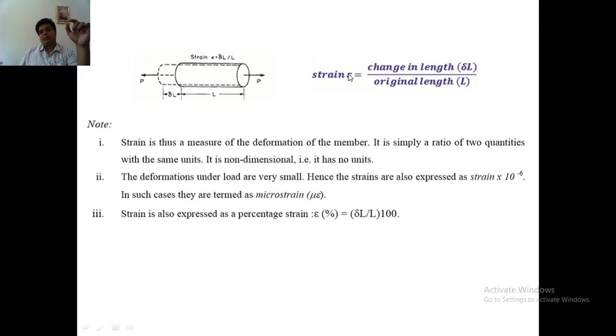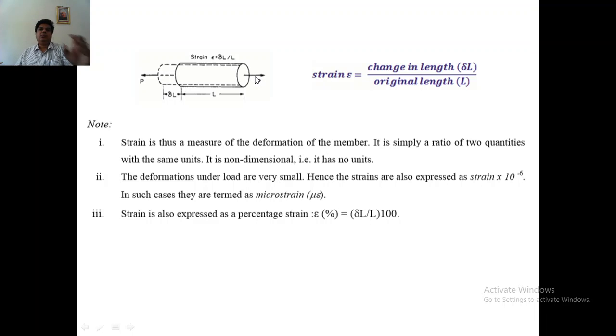So just like normal stress, we have normal strain because the load is acting perpendicular to the area. So we have normal stress and we have normal strain. Normal strain is change in length by original length. So we are taking strain with respect to length only. We are not discussing diameter. That we will see later. So this is the concept of strain.